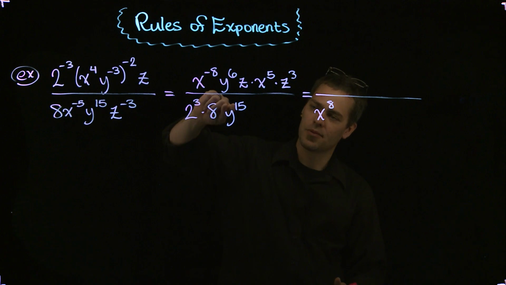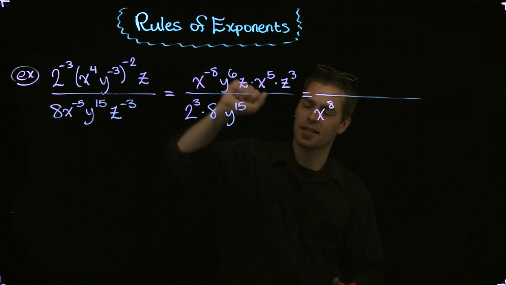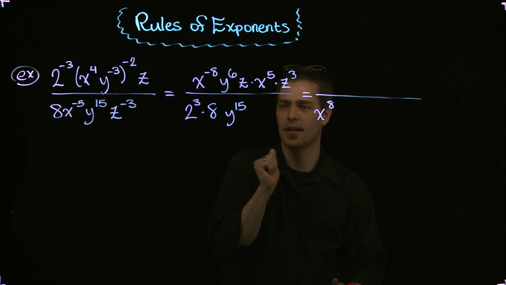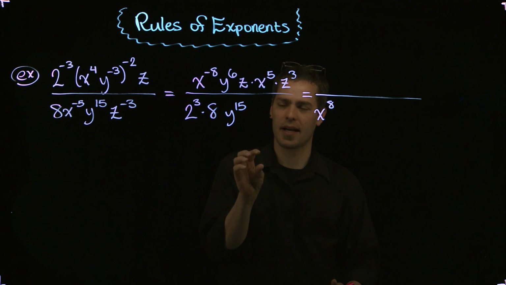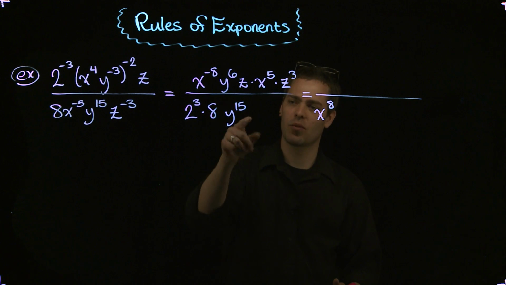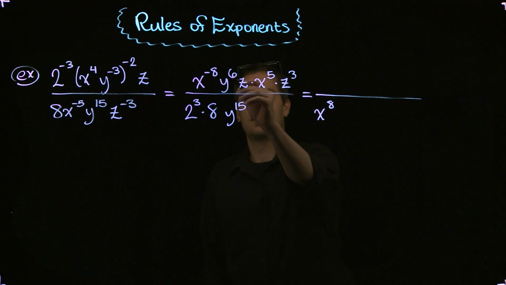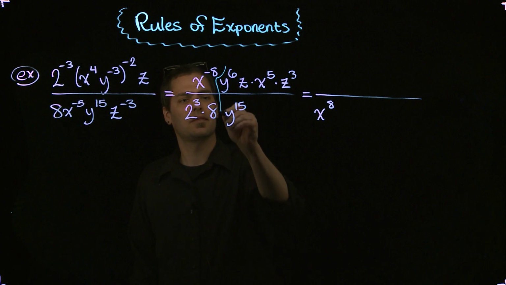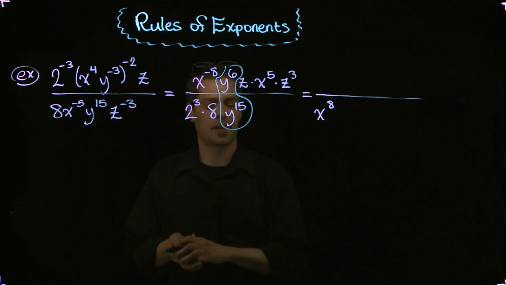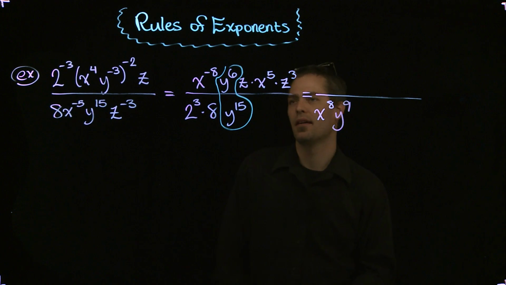You can do the subtraction rule in reverse. You can say, okay, let's just do 15 minus 6. That's fine. 15 minus 6 is 9. And you're going to keep the power of y as positive in the place of wherever that larger power was. So the interaction of these two guys, y to the 6th and y to the 15th, produces y to the 9th on the bottom.